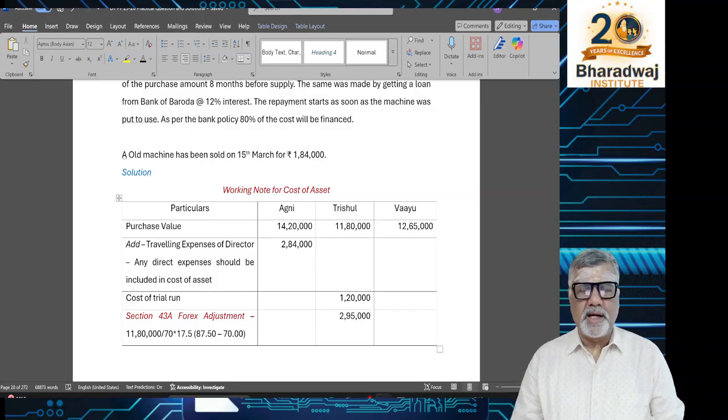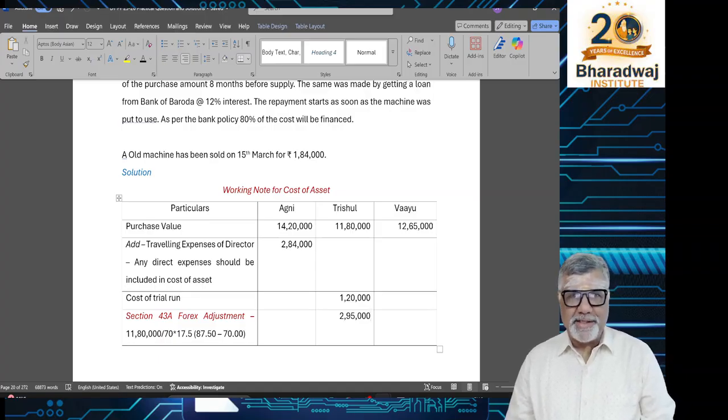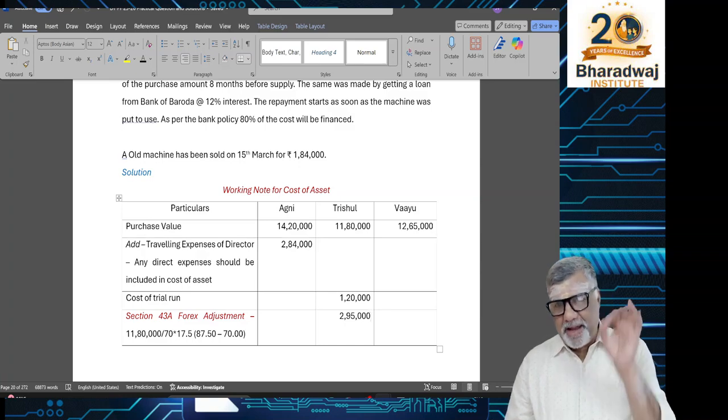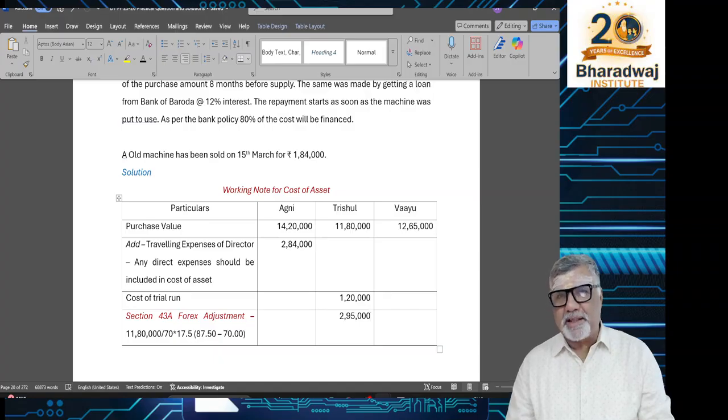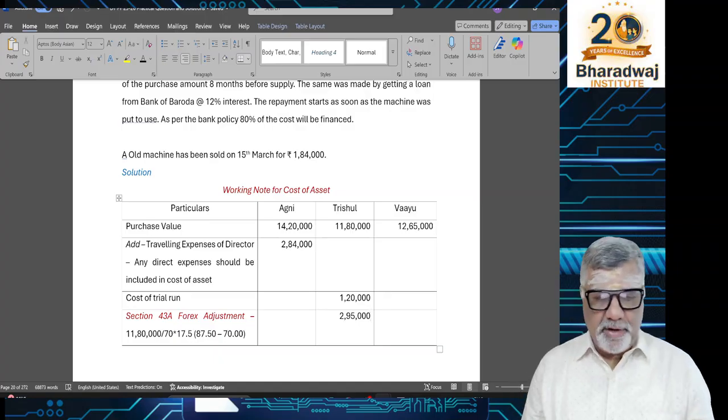Is the class understanding this? Forex adjustment between the date of settlement and year end. For Agni, they have not yet settled or said anything, so we will not make any forex adjustment. For Trishul, they have said they settled it on 30th March 26. So I will include it.